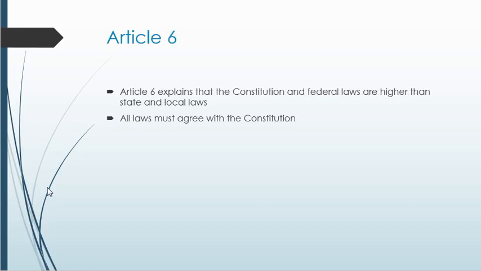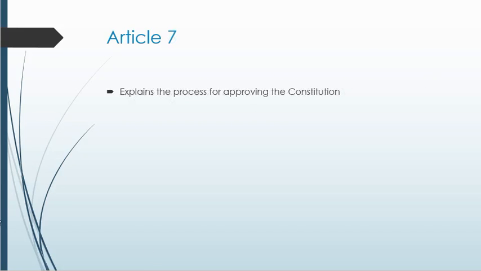Article 6 of the Constitution explains that the Constitution and the federal laws, those from the central government, are higher than state and local laws. This means that state laws and local laws have to agree with what the Constitution says. Finally, Article 7 of the Constitution really explains the process for how the Constitution would be approved by the states.